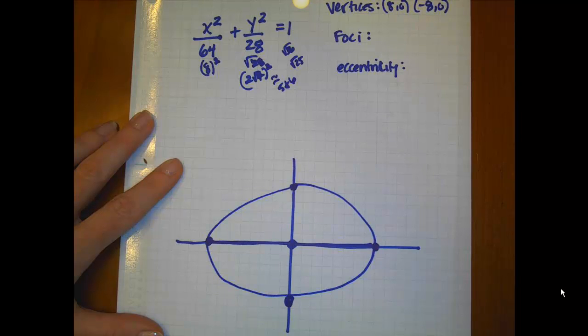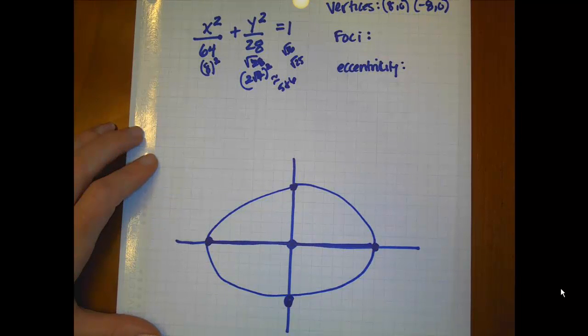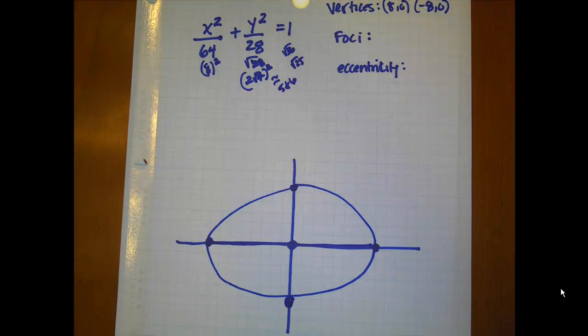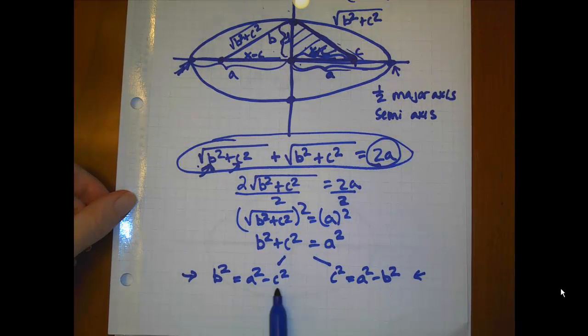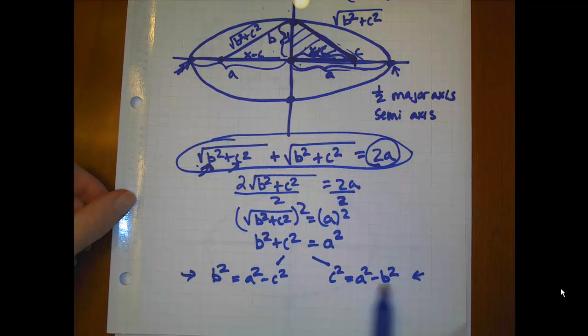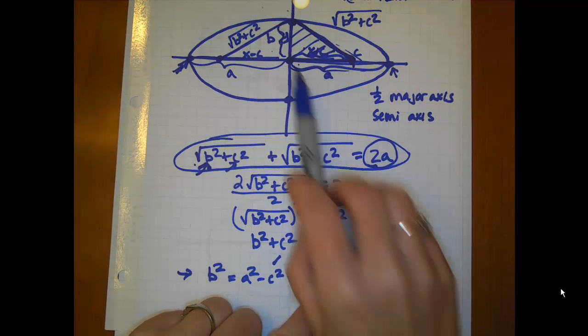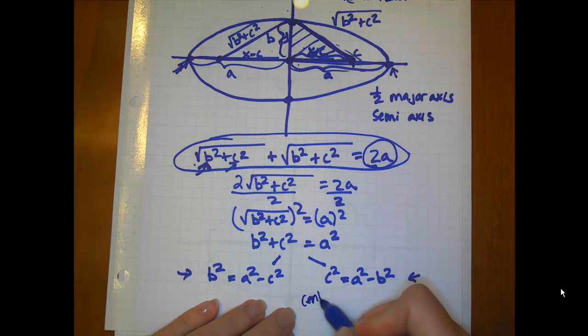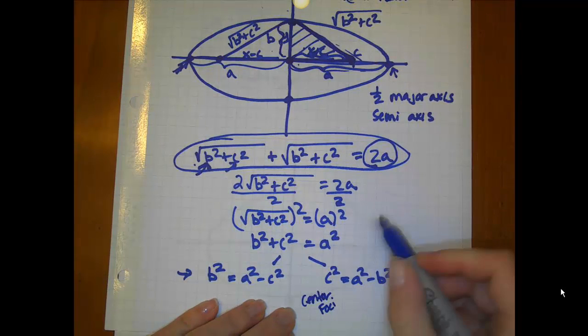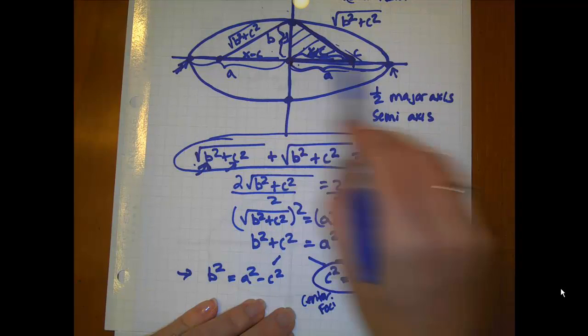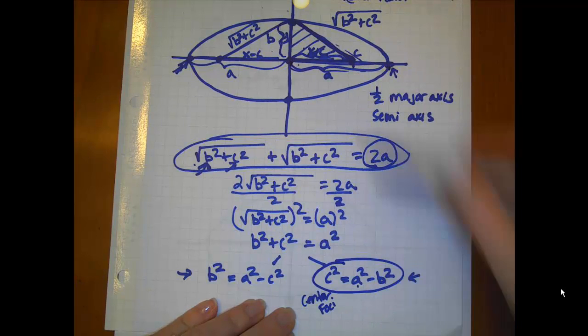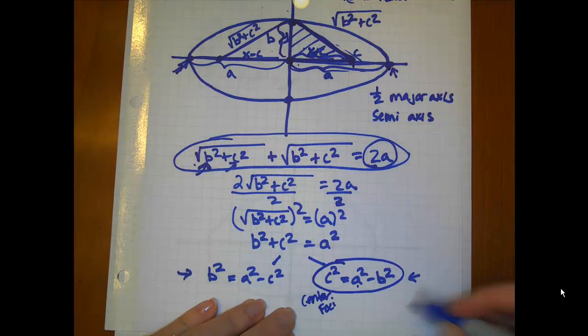Now I need to figure out where the foci belong and the eccentricity. Let's talk about the foci. We need to go back to Proofville and remember this sheet. Remember how we talked about that b squared equals a squared minus c squared, or that c squared equals a squared minus b squared? Remember what c was. C was the distance from the center to a foci. So we are going to use c squared equals a squared minus b squared, where a represents the distance from the center to a vertex, and b represents the semi-minor axis.